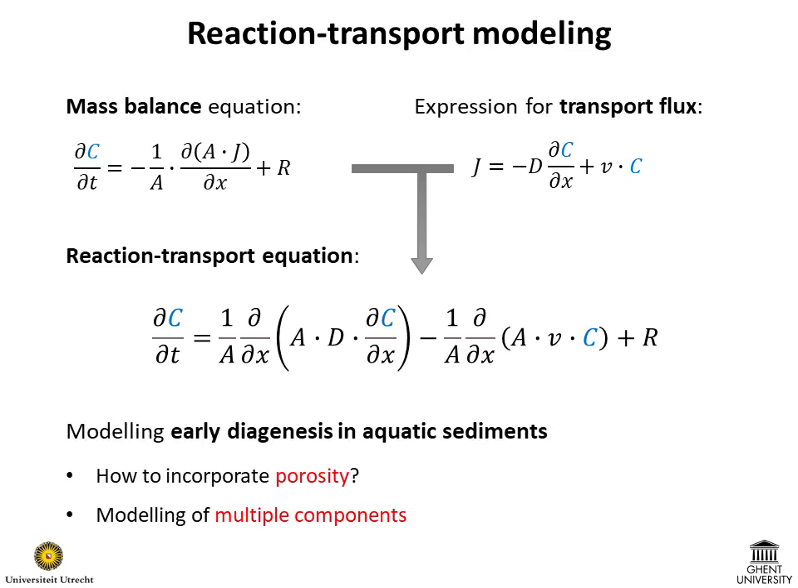A major objective in this course is to model processes that occur during early diagenesis in aquatic sediments. An important feature of aquatic sediments is that they are porous media. Additionally, processes during early diagenesis involve reactions between multiple components. In this video, we will explain how to incorporate porosity into the reaction-transport equation and what to do when formulating models that involve multiple components.